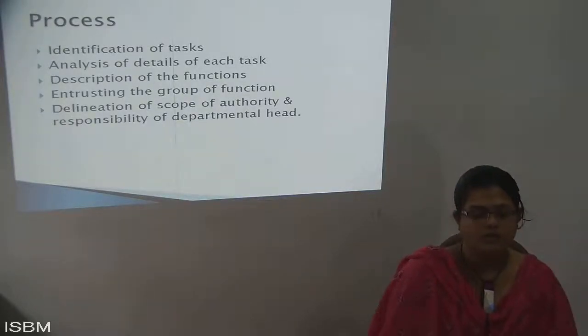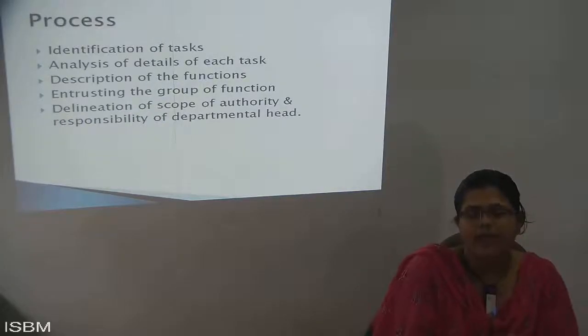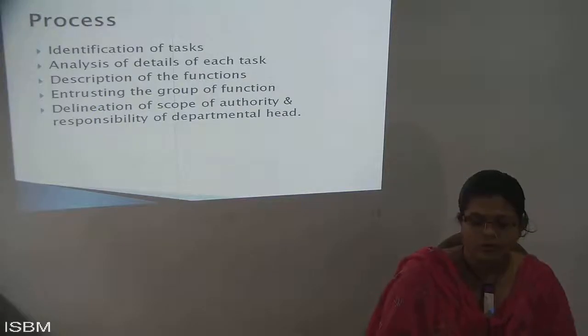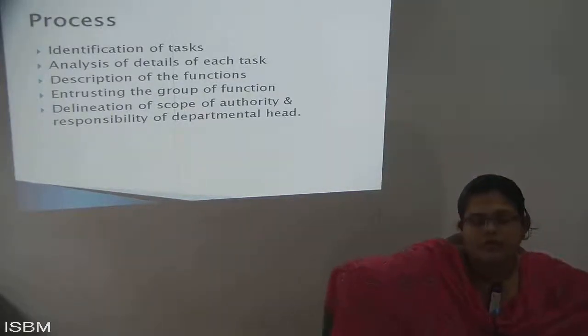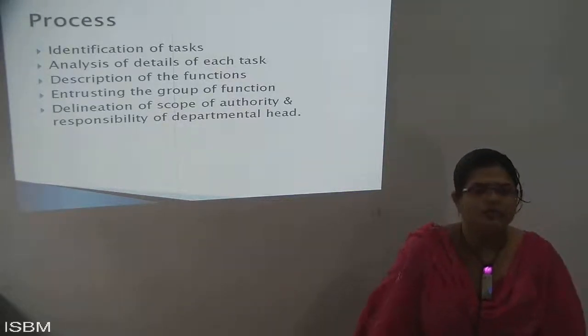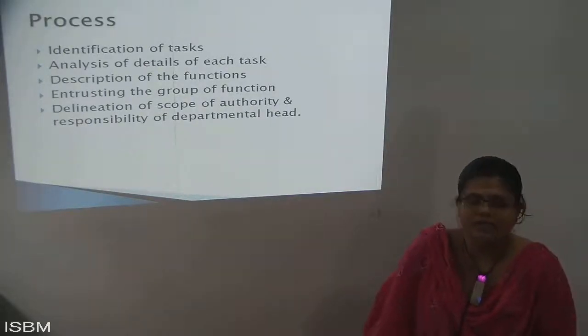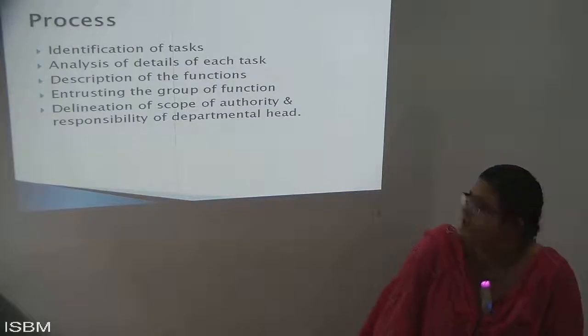There is one process where you need to identify, and with the help of identification you need to know to whom the authority has been handed over and to whom the responsibility has been handed over. Once you do this whole process, you get the task enforced in a proper way. So whenever any authority is delegated, first you need to know about the task. Next you need to analyze the task. Next you should know the description of the task.